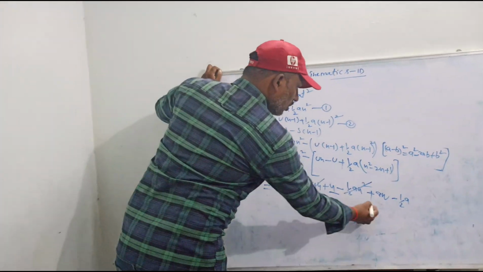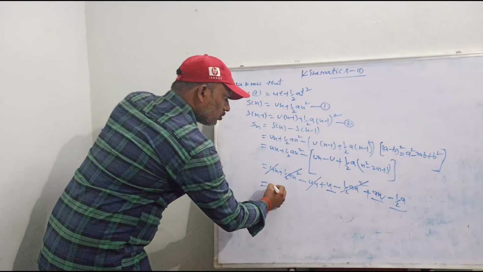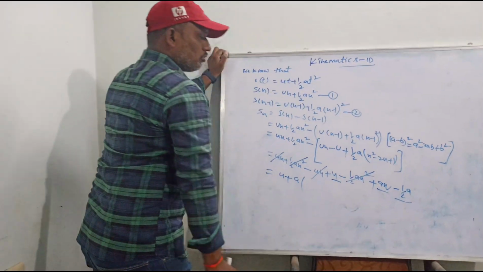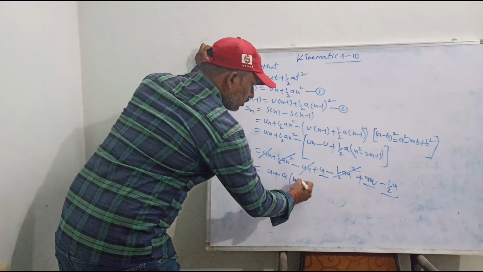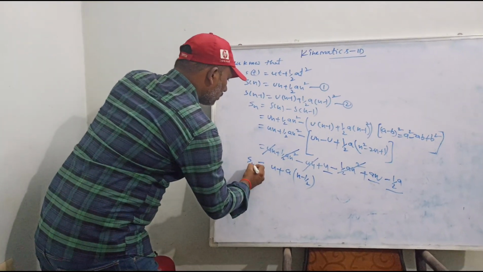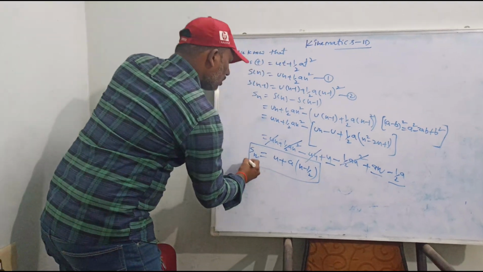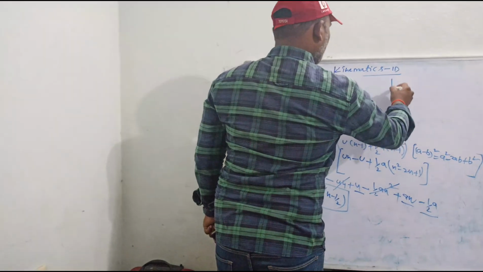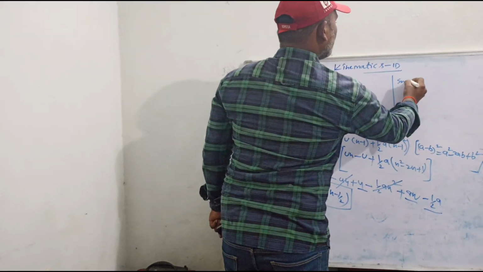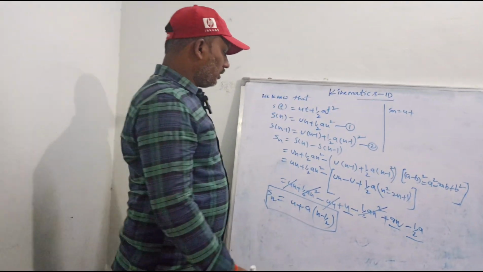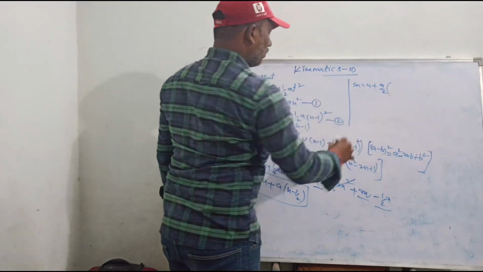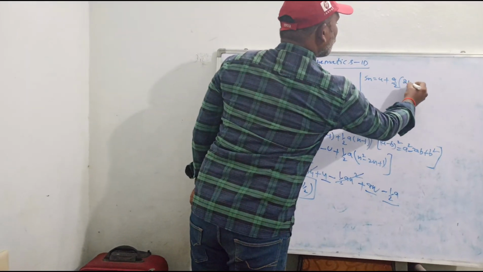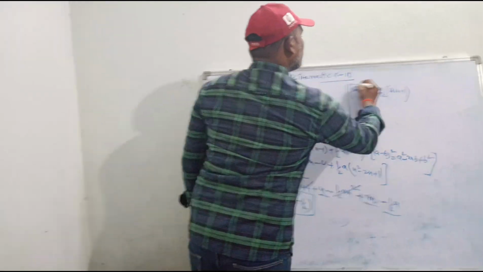So what is the remaining? This is the remaining. So u plus a, take it as common. So what do you get? n minus half. Sometimes we take the LCM. So Sn is equal to u plus, now I am taking the LCM, so a by 2 into 2n minus 1. So this is another type of form.